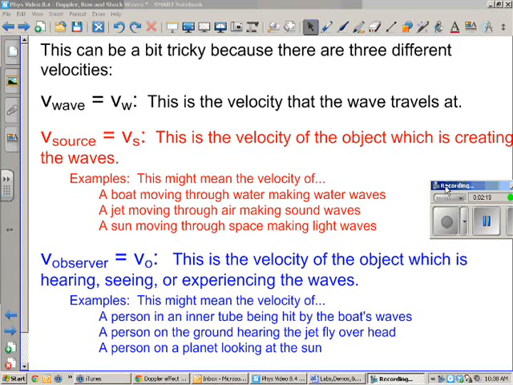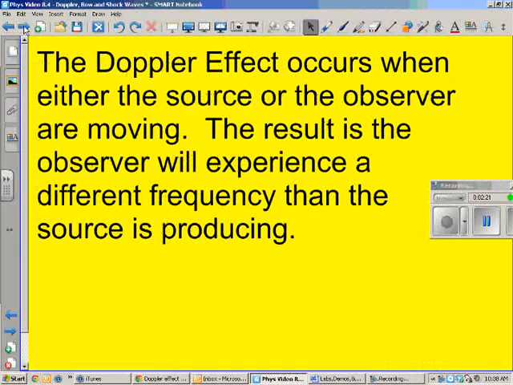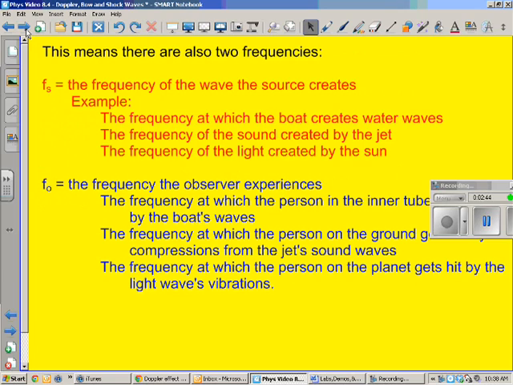All right. So moving on, here's the definition of the Doppler effect. The Doppler effect occurs if either the source of the wave or the observer of the wave are moving. And what happens is, if this happens, the observer is going to experience a different frequency than what the source is producing. Okay? Let me leave it at that for now.